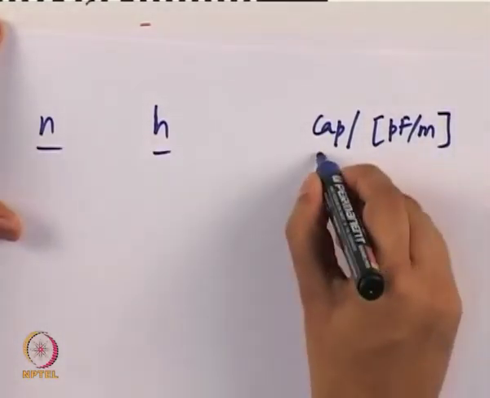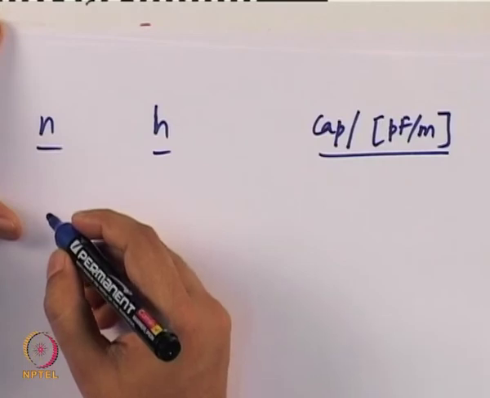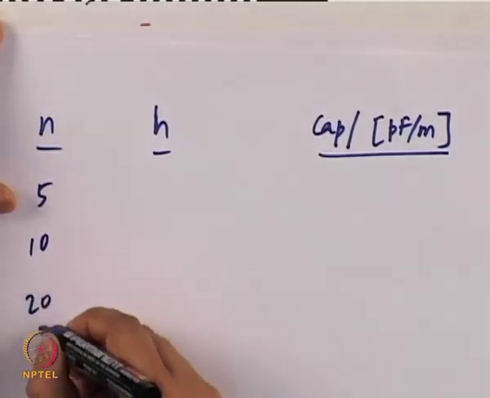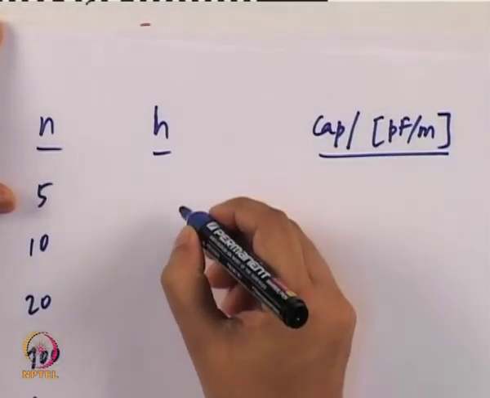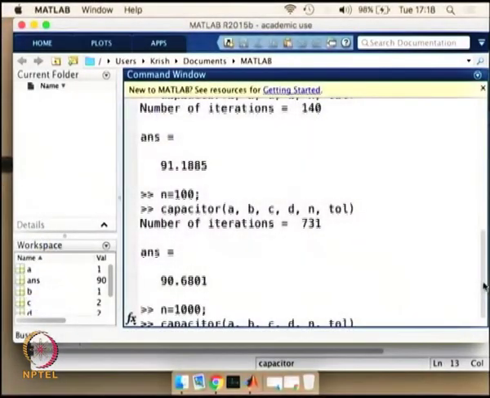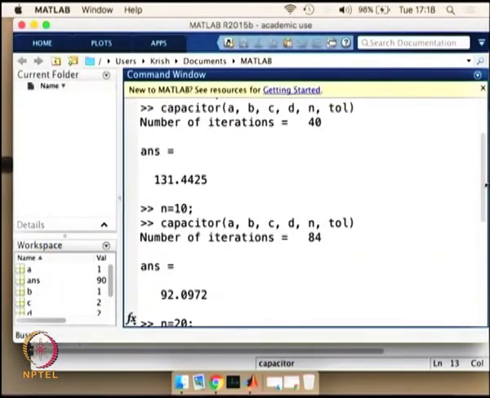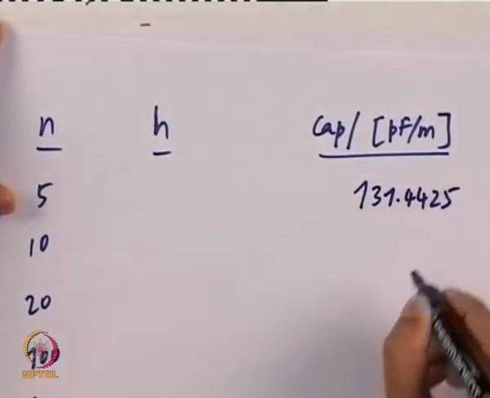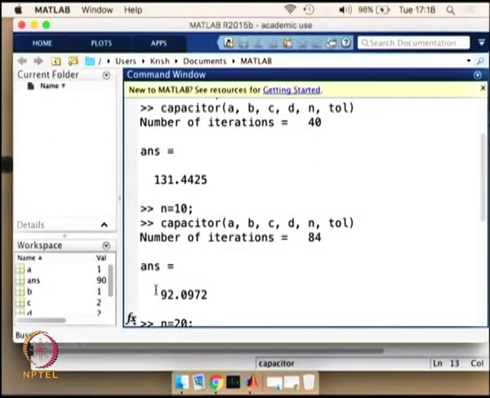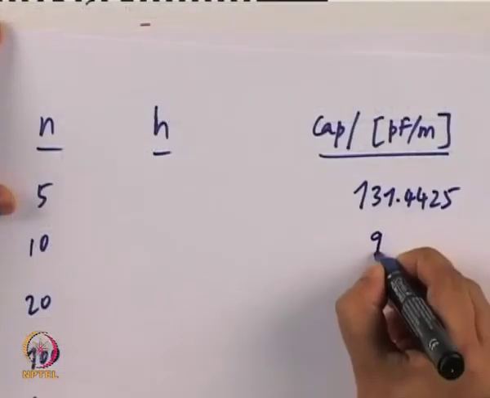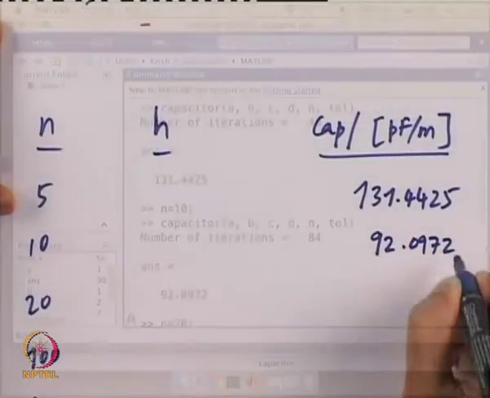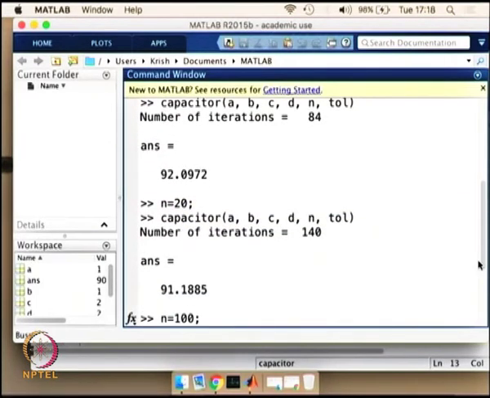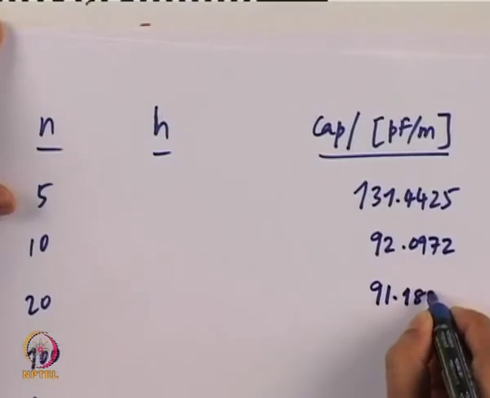If you write it down in this form, what we can see is various values for n equal to 5, n equal to 10, n equal to 20, n equal to 100. For n equal to 5, as we can see in the code, we are getting a value which is 131.4425. For n equal to 10, we got 92.0972. For n equal to 20, we got 91.18.